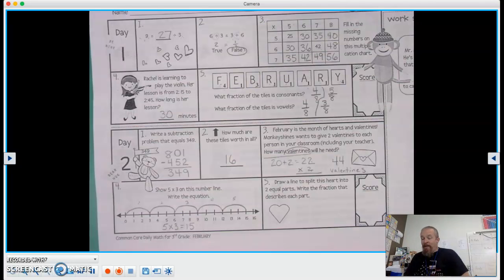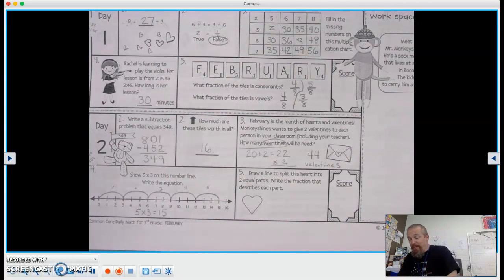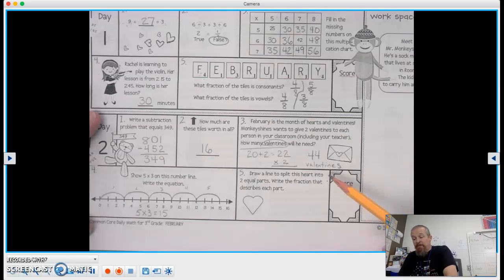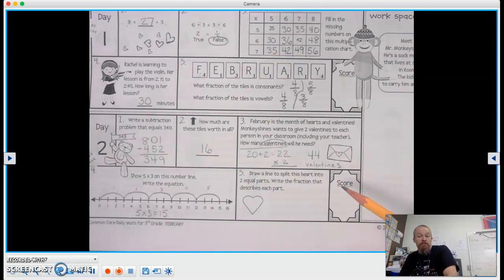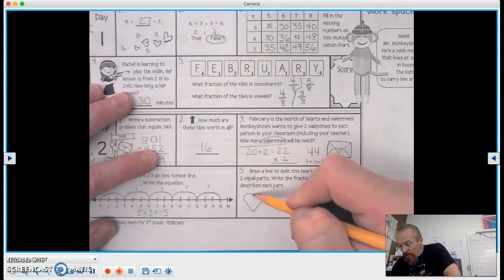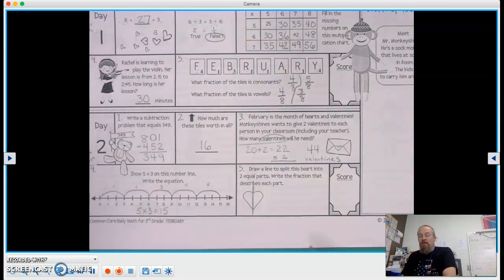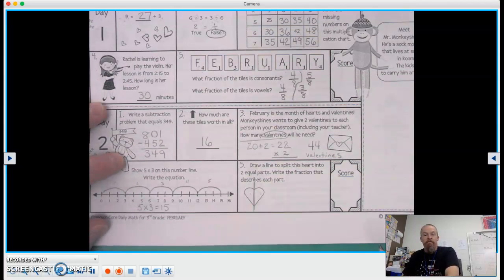Okay, number 5, last one already today. Wow, that's fast. Draw a line to split this heart into 2 equal parts. Write the fraction that describes each part. So we're going to draw our line right down the middle here. Okay, so how many equal parts do we have?